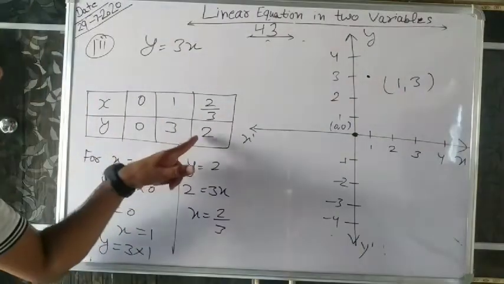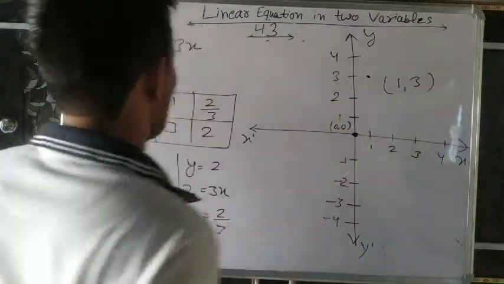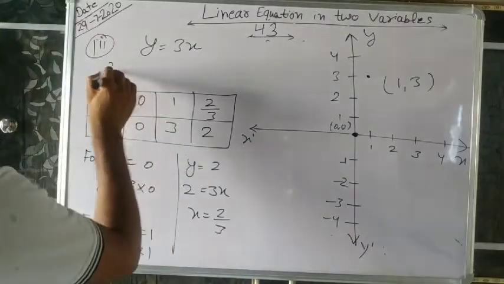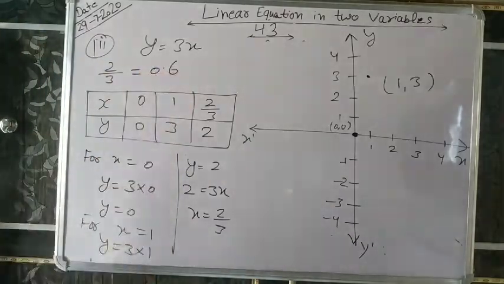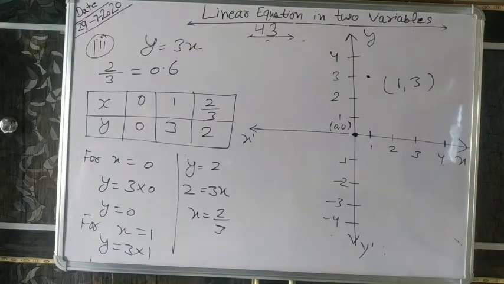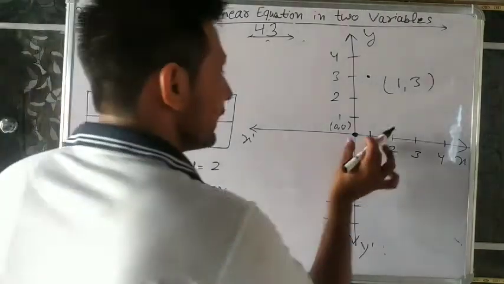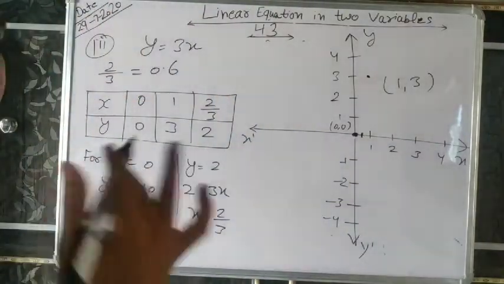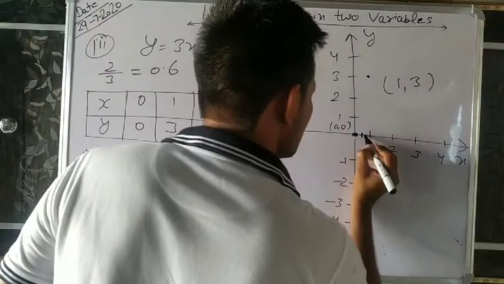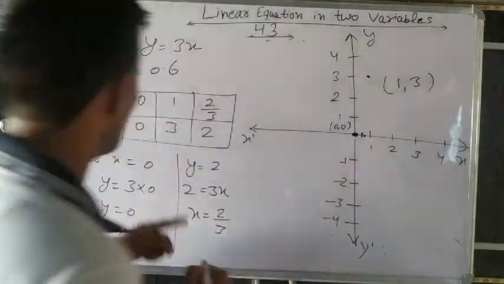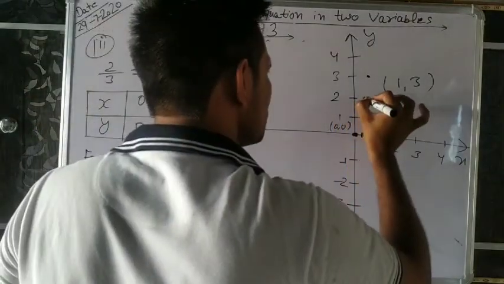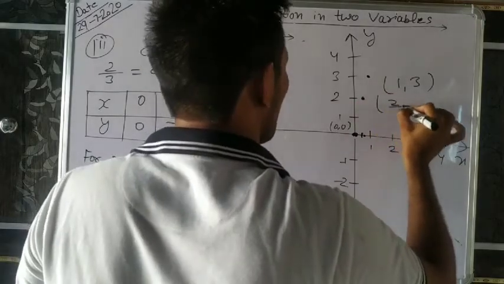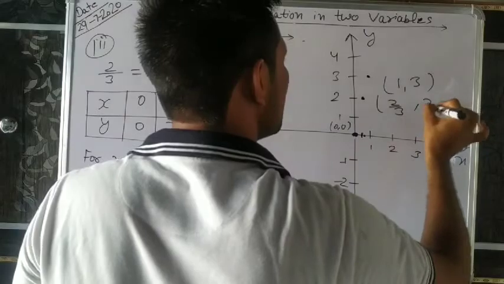Next is y is 2. And now x is 2 by 3. So first we will find what is the value of 2 by 3. 2 upon 3 value is 0.6. And 0.6 is between 0 and 1. It is 0 and 1, and 0.5 is in the middle of 0 and 1, and it is slightly greater than 0.5. Here is 0.6. Now y is 2. So this is the point.